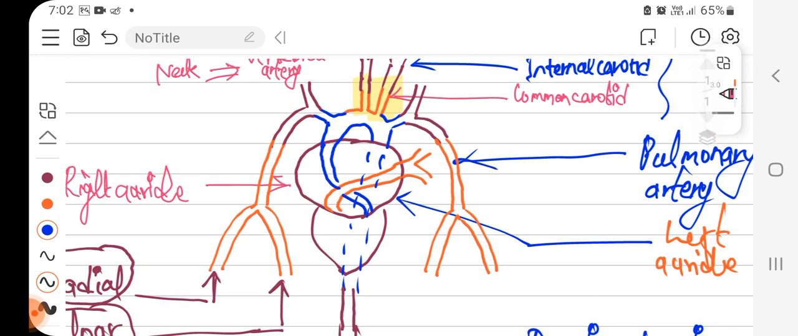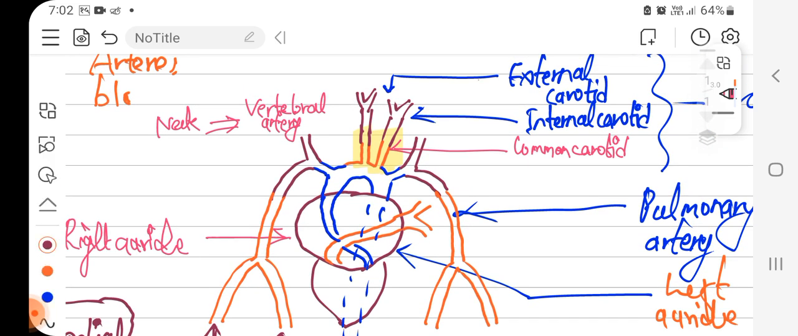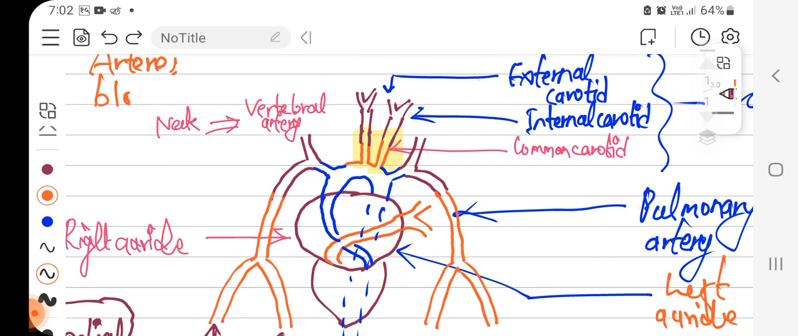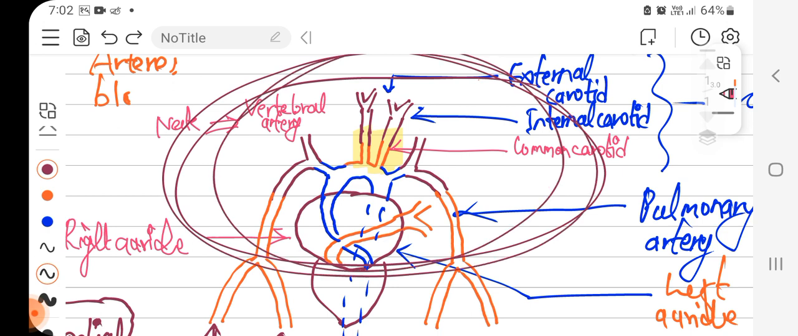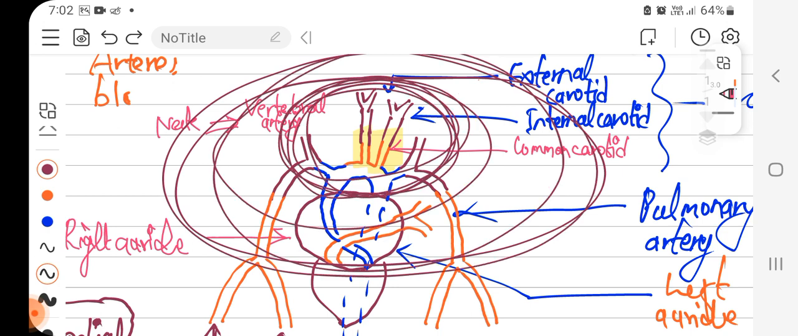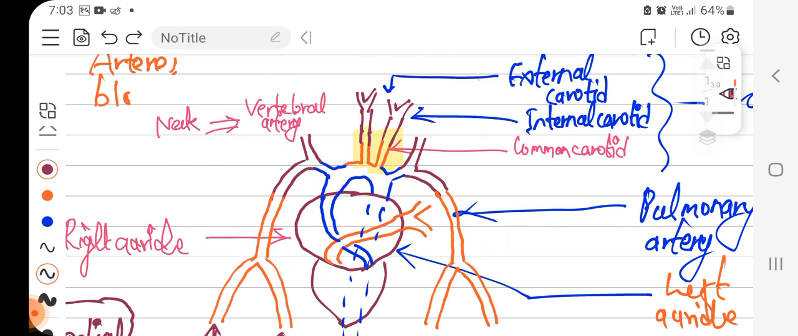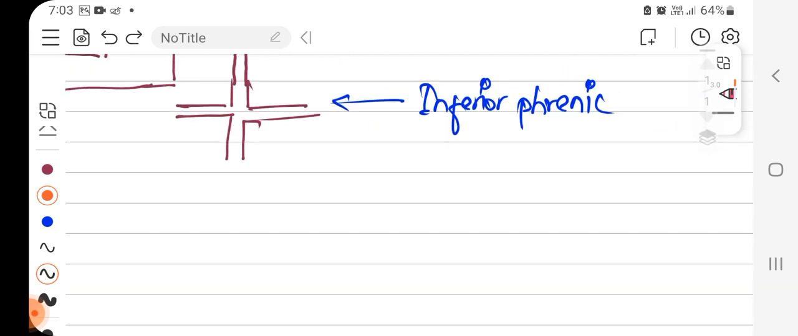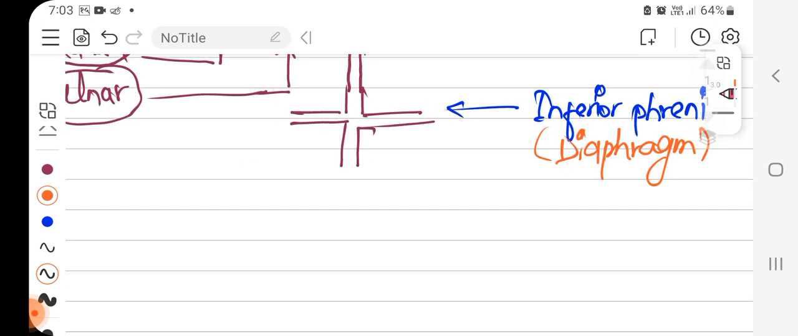Students are mostly confused in this side of the venous system and arterial system. They are not confused about the downside, they are only confused about this side. Downside we have to move to the inferior phrenic, which supplies blood to the diaphragm. I have written this because it will be far easier for you to understand where the inferior phrenic artery goes.